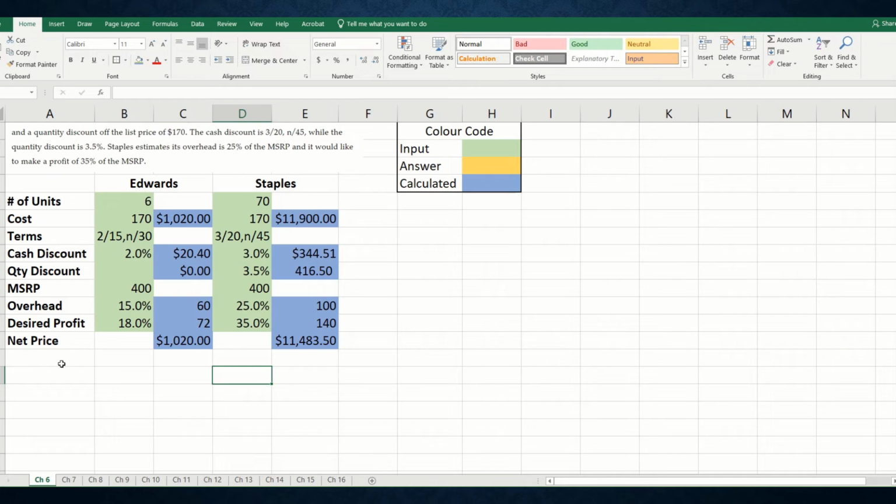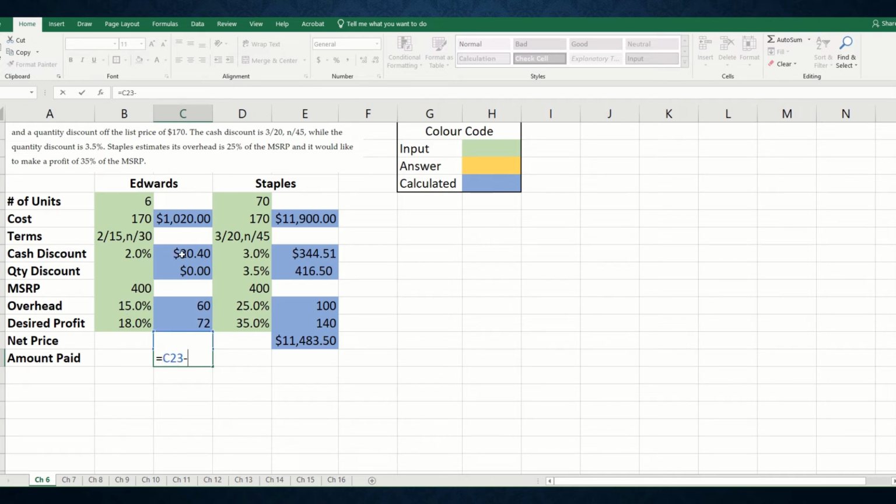So what I'm going to do is put in here what their cost was. So the amount paid for those cameras that they had. And in this case, the amount paid equals our net price minus any cash discount if they got a cash discount. So the cash discount would be $20.40. And the amount paid for Staples would be the same thing. So it is your net price minus any cash discount that we have right there.